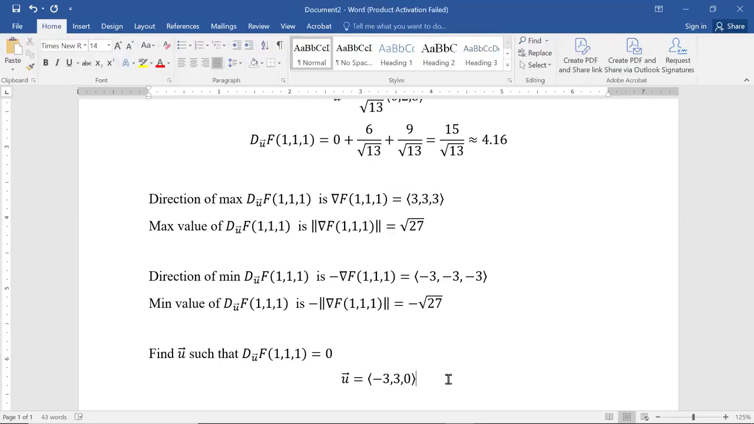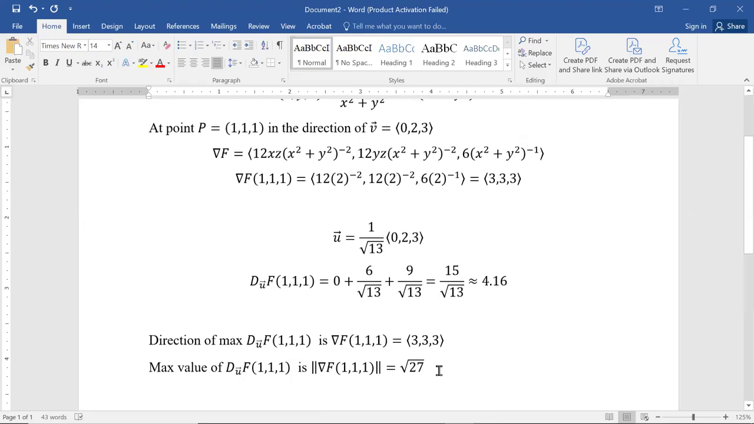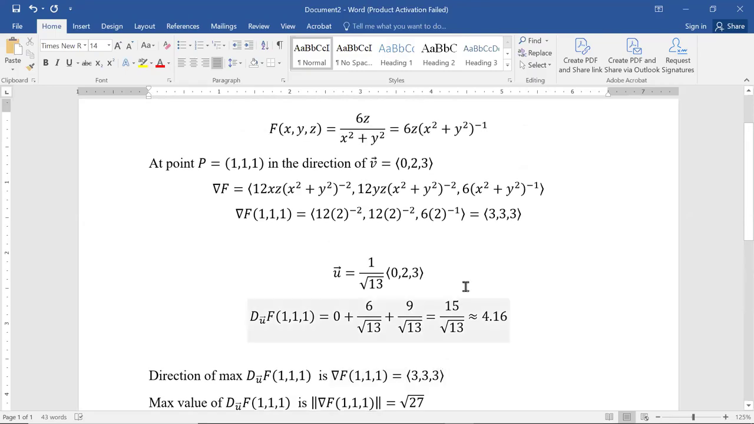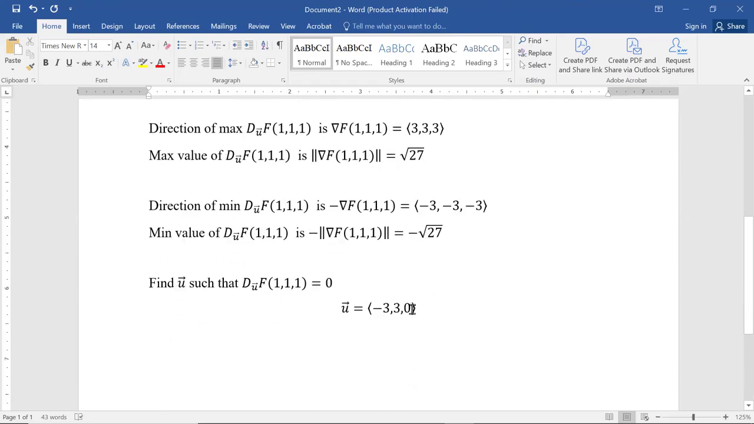So there we go. Again, we can check that pretty easily. Now that we have our gradient of 3, 3, 3, just do a dot product with -3, 3, 0, and you'll see that you do get a 0, right? And that's what your directional derivative is: the dot product of your gradient and your unit vector u.